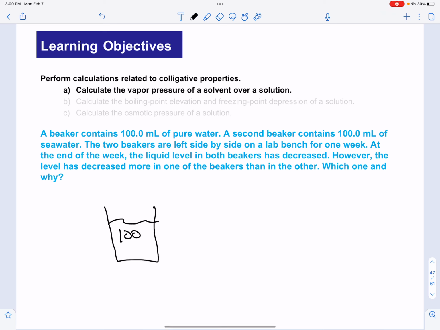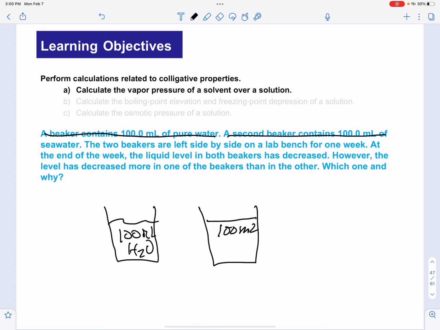100 milliliters of just water. A second beaker contains also 100 milliliters of seawater. What do we know about seawater? For those of you that have gone to the beach recently, it's salty. So most likely it contains Na+, Cl-, and other ions. So it contains ions. That's the point.